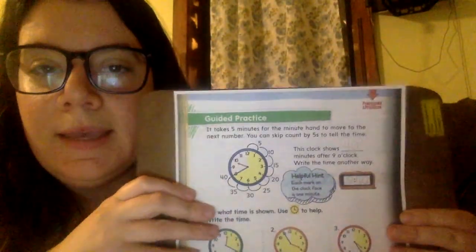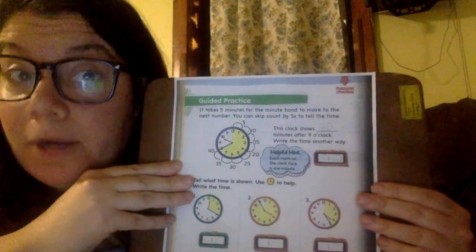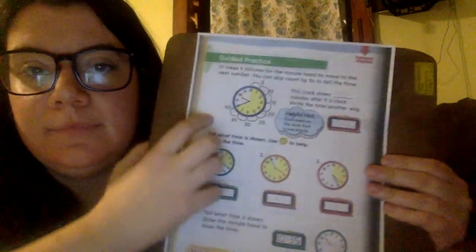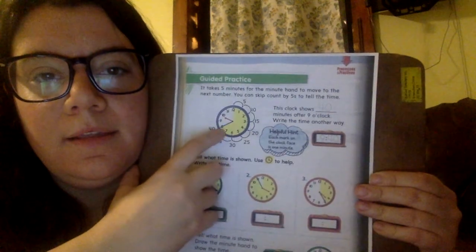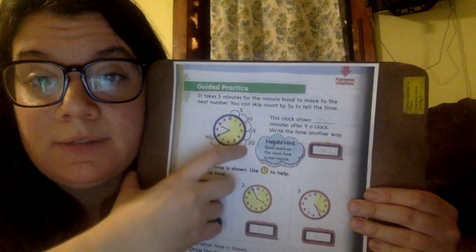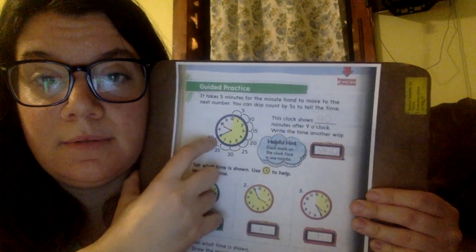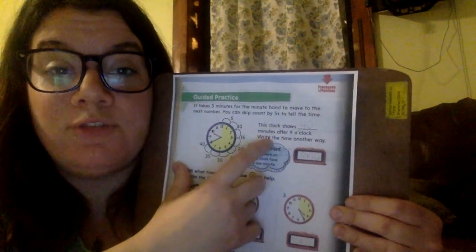So here we can see it says, it takes 5 minutes for the minute hand to move to the next number. You can skip count by 5s to tell the time. So here they show us our clock. The minute hand is pointing at the 8, which we can skip count by 5s. And we just did that one, with our minute hand pointing at the 8. So this clock shows 40 minutes after 9 o'clock.